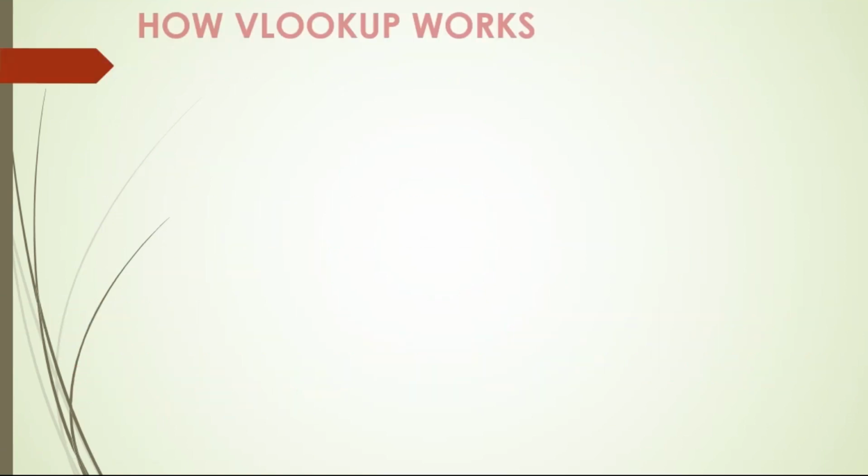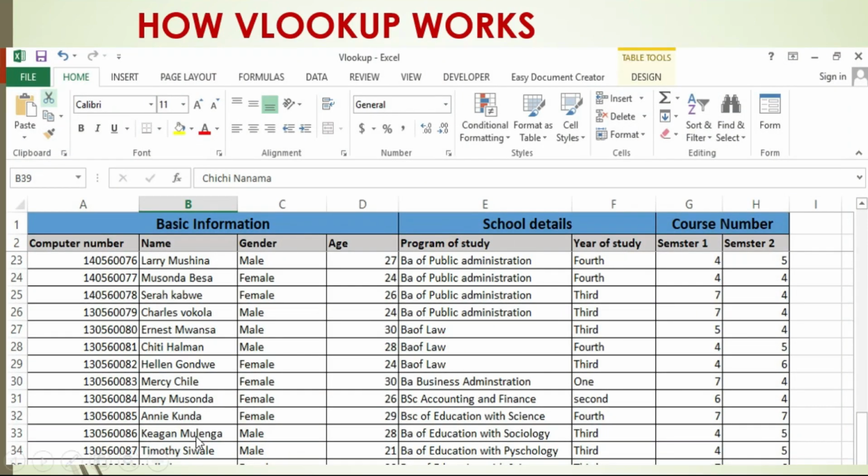Next, how VLOOKUP works. This is part of the data that I am using for a VLOOKUP function. I have the basic information here, which includes computer number, name, gender, age, and the school details, program of study, then year, and I've deliberately put in this course number. All these are fake, but we're using them for our simple understanding of what VLOOKUP is.